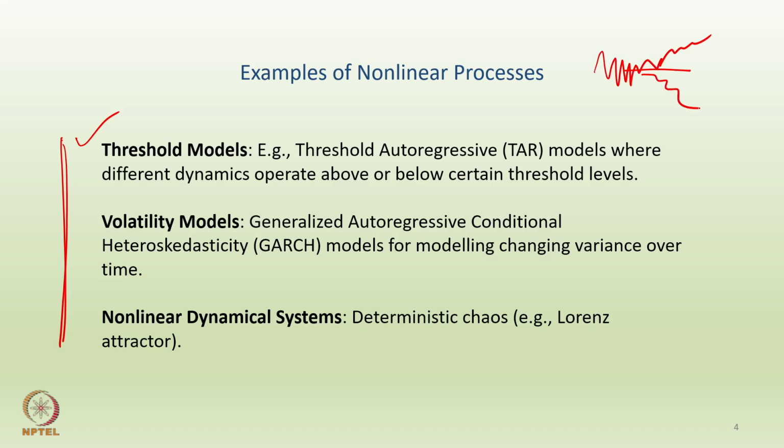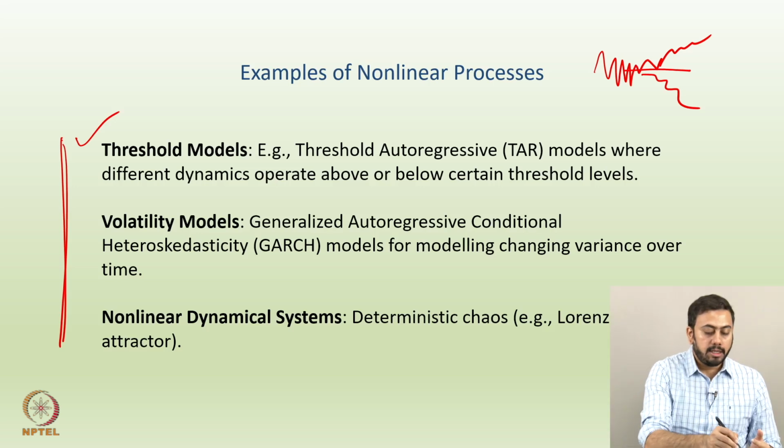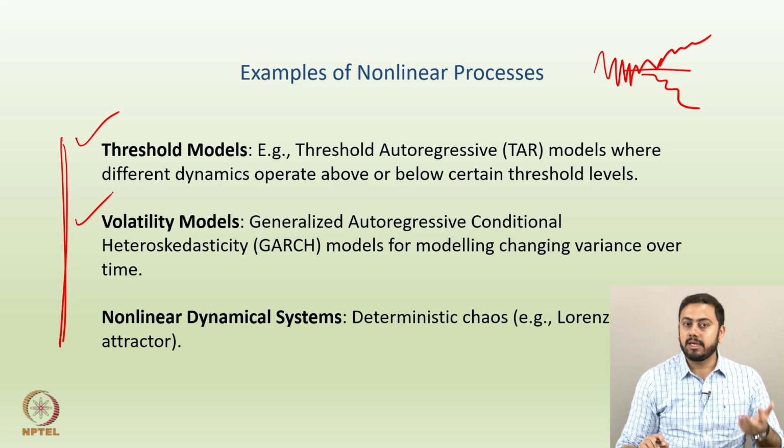Okay. So, can you put forward a threshold value or level such that different dynamics are operating on either side of the threshold? Okay. And in this context, a threshold autoregressive model, or in short a TAR model, seems beneficial. Okay. Secondly, volatility models, which you already saw in the last week.